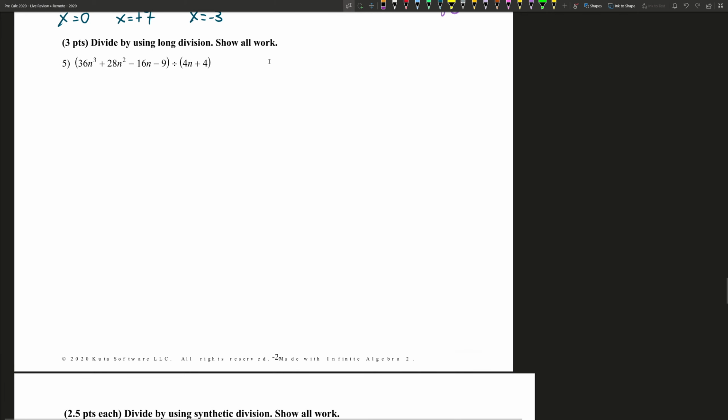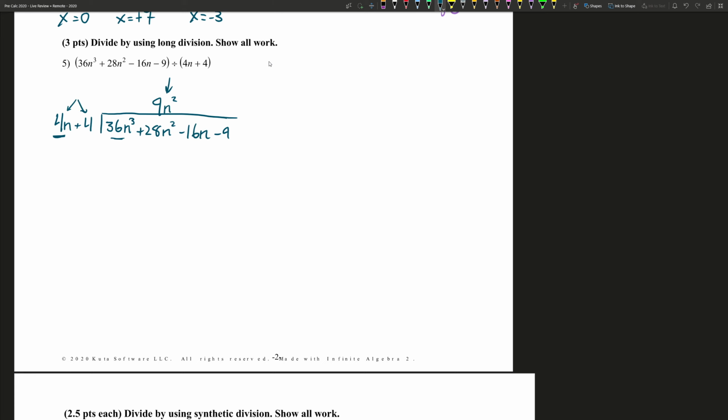Okay, so divide by using long division, show all work. All right, so in order to set this up, do 4n plus 4 into 36n cubed plus 28n squared minus 16n minus 9. All right, so our goal is to figure out how many times 4n goes into each of those terms, then we multiply it by everything. Okay, so 4n goes into 36n cubed 9n squared times, right? 9n squared times 4n gives us 36n cubed. All right, so then we multiply this by both of these two things.